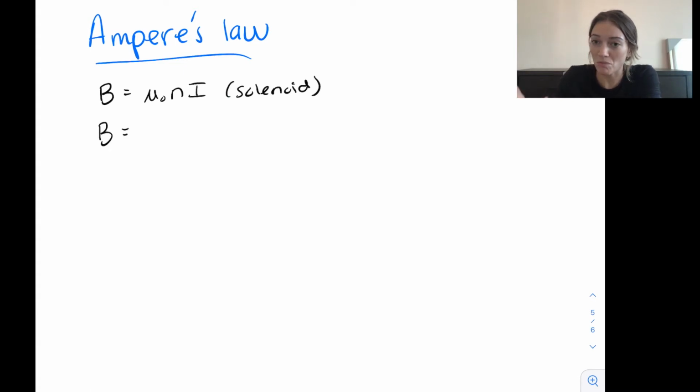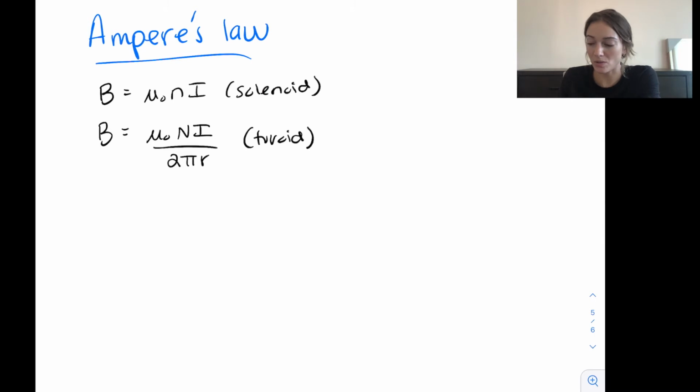Toroids only have one magnetic field, so once you see the magnetic field of one toroid, you've seen them all, you just plug in different numbers maybe. So there's really not too much to do with Ampere's law with a toroid. Once you understand how to derive it in those two cases, you have every Ampere's law application for any solenoid and any toroid.